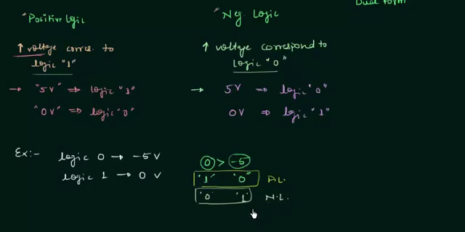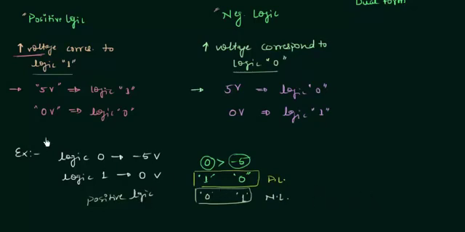This is very simple, and this case is for negative logic. Let's see what is given in the problem. Logic 0 corresponds to minus 5 and logic 1 corresponds to 0. It means it is positive logic, a very simple problem.